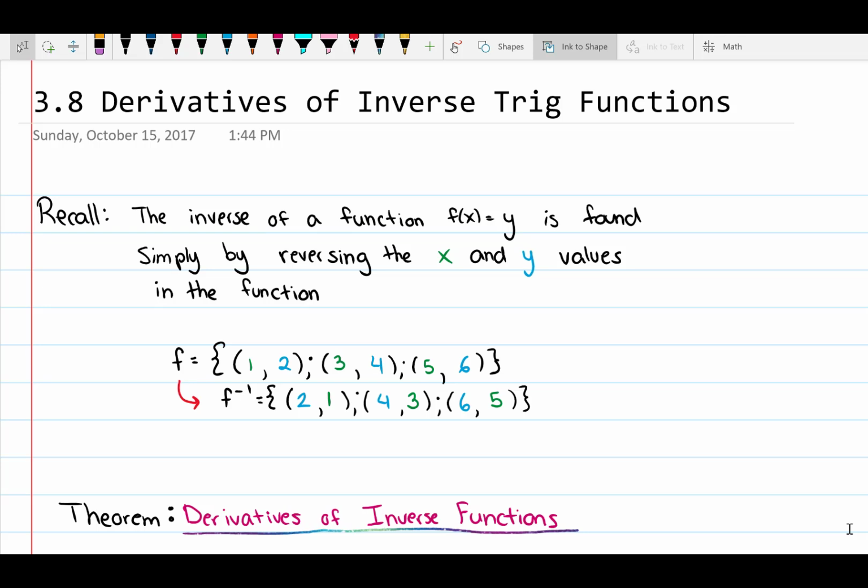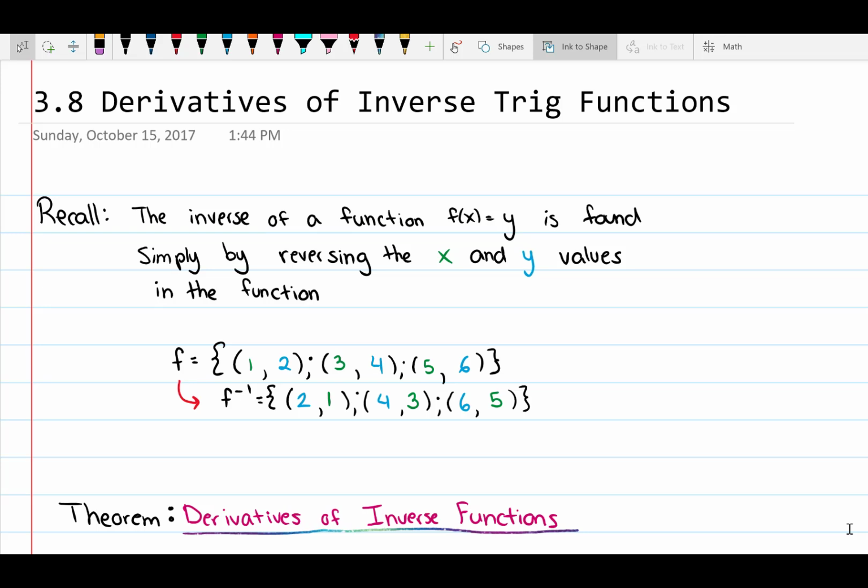Welcome to 3.8, derivatives of trig functions. So in 3.8, we're going to be taking the derivative of trig functions, but more importantly, the inverses of the trig functions. So I'm going to do a little bit of an intro and kind of bring you up to speed with the knowledge that you should have by now.